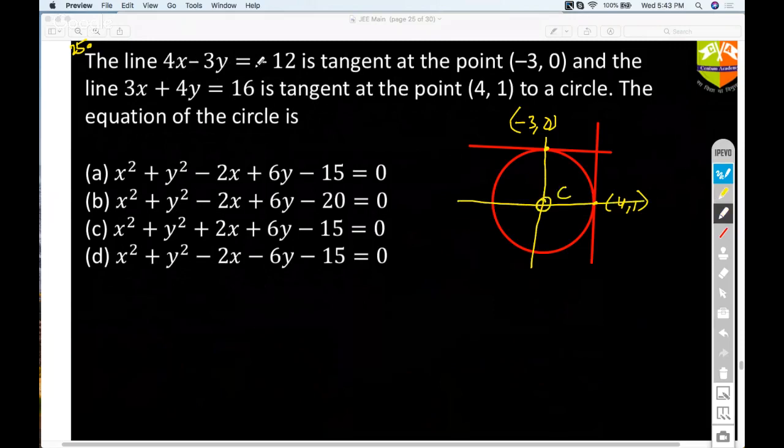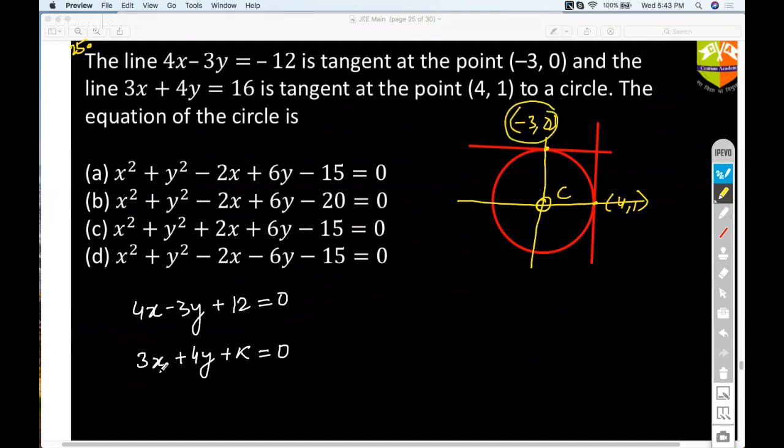So what is the normal to this line? 4x minus 3y equal to negative 12. So 4x minus 3y plus 12 equal to 0. The normal to this will be of the form 3x plus 4y plus k equal to 0. Now I can find the k by putting this point. So this point if I put, I'll get minus 9 plus k equal to 0. That means k is going to be 9. So the normal is going to be 3x plus 4y plus 9 equal to 0.